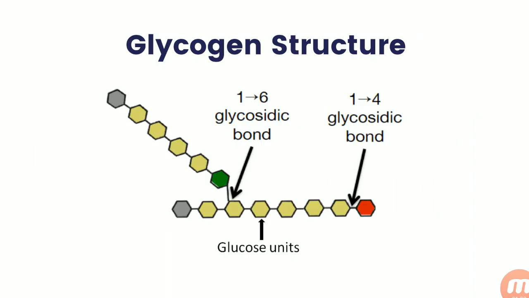In this, there is a linear chain of glucose having 1,4 glycosidic linkages, and the branch chains also have 1,4 glycosidic linkages. The alpha 1,6 glycosidic linkages are only present at the branching points. The rest of the bonds are alpha 1,4 glycosidic bonds. So now we'll move on to the next topic, that is glycogenesis.